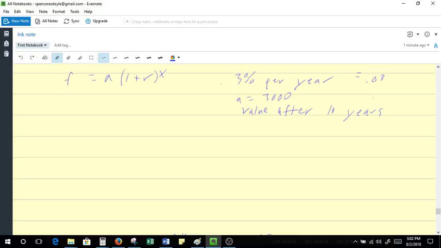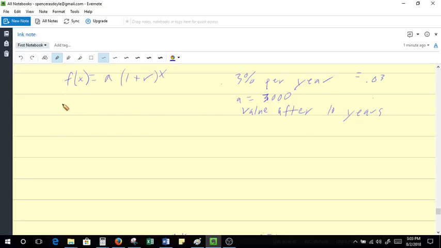A is our initial value. 1 brings our principal balance back in. R is the rate in decimals, and X is the number of iterations, the number of times we repeat this cycle. So if we had a problem where somebody had a car and the current valuation is $3,000. They think it's going to depreciate in value, so decay, at 3% a year. And they want to know the value after 10 years.